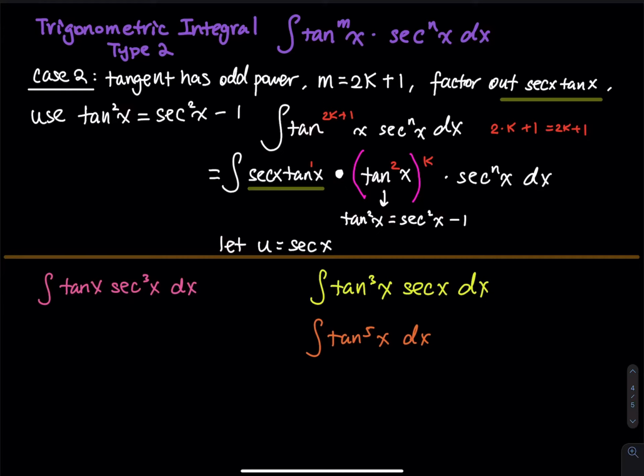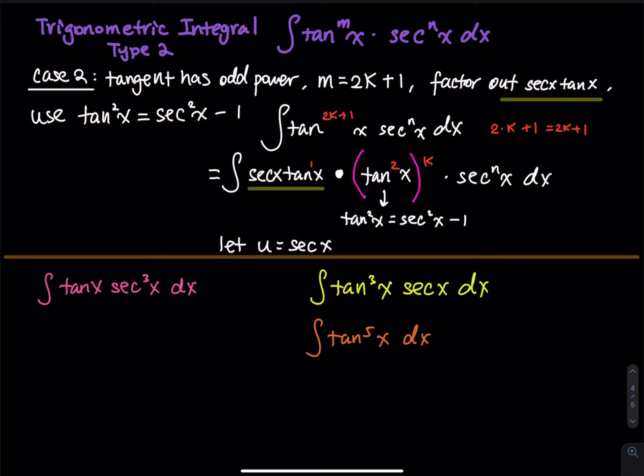In this video, we are going to talk about the second type of trigonometric integral, tangent raised to the nth power times secant raised to the nth power. We already talked about case 1 in the previous video. Case 1 is about the power of secant being even. This video is for case 2.